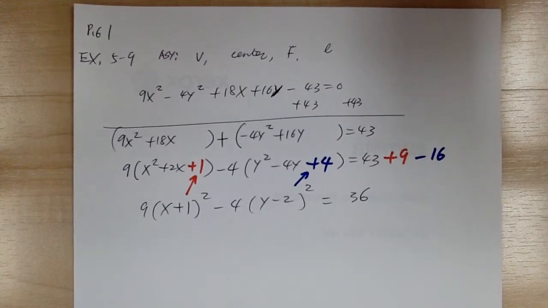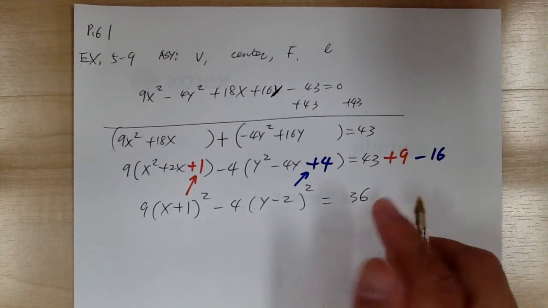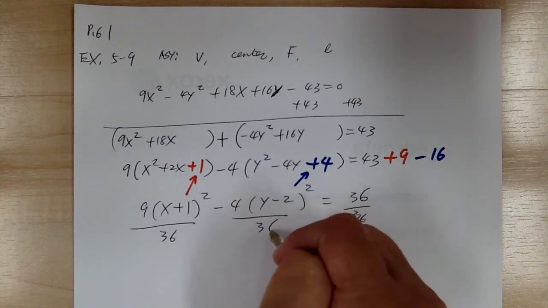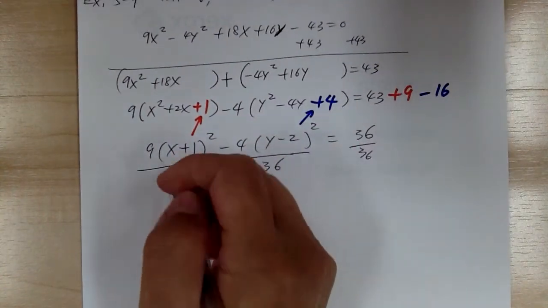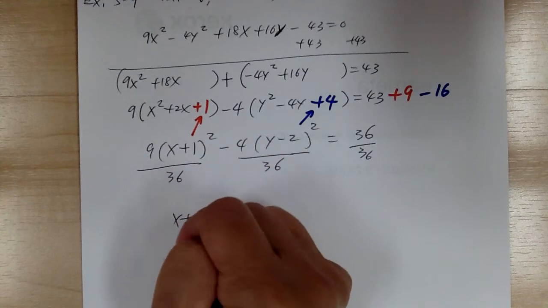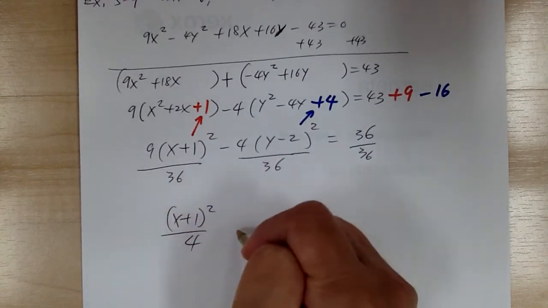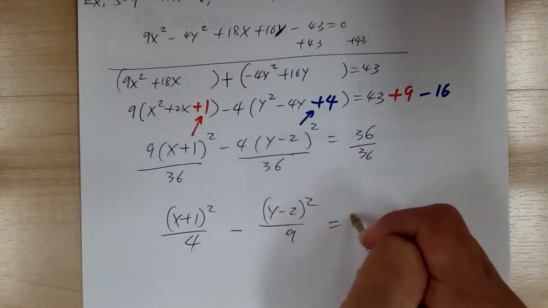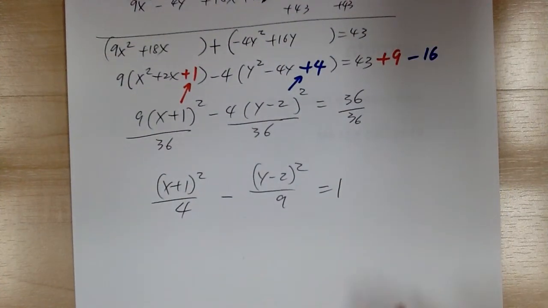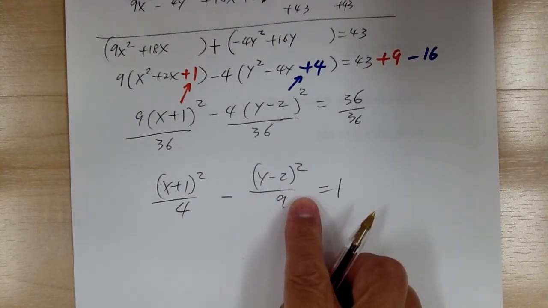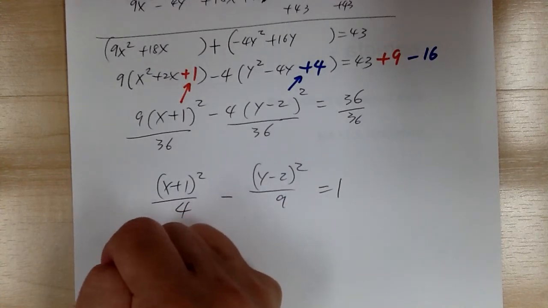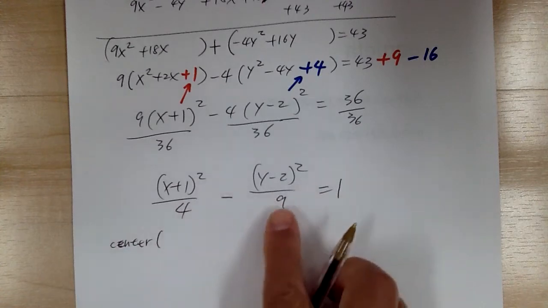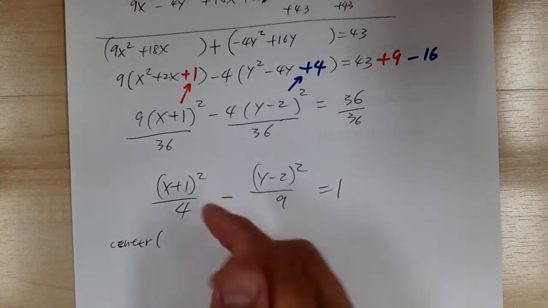And then you have to make this equal to 1. So divide by 36 on each term. So this cancels, and you get x plus 1 squared over 4 minus y minus 2 squared over 9 equal to 1. Okay, so from here, we can start to answer the question. The center is going to be at negative 1, comma 2.